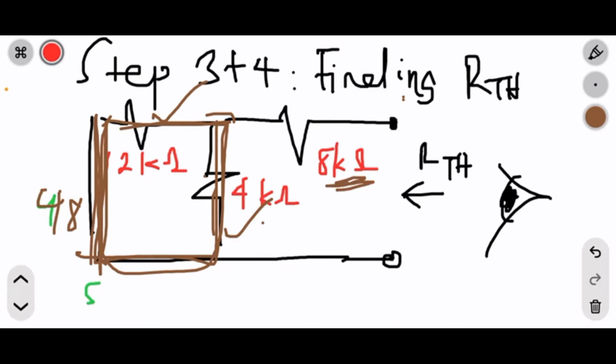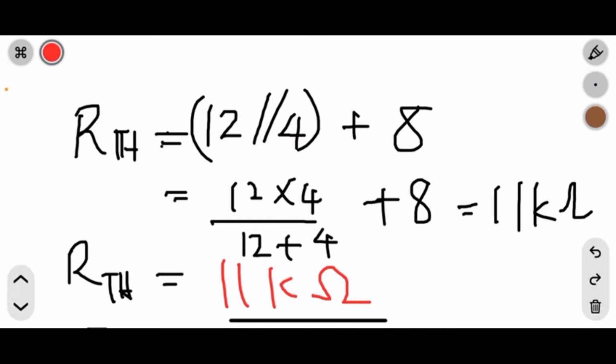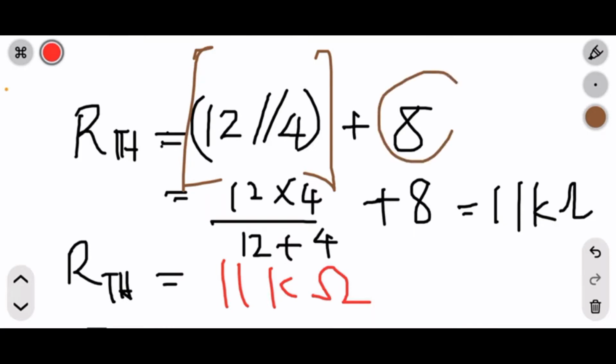You understand? So let's go to the solution. So this is it. 12 in parallel with 4, then their effective resistance in series with 8. You get me? So in the end, our RTH will be 11 kilo ohms.